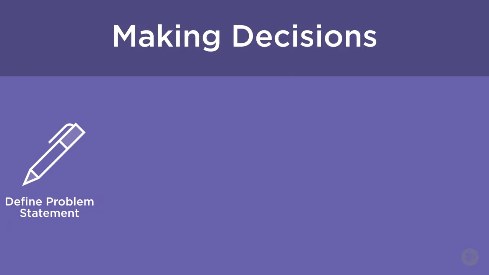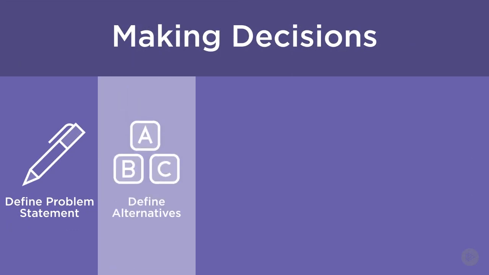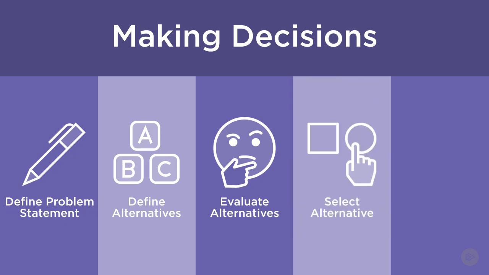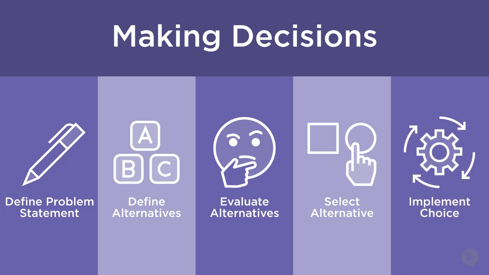By first defining this problem statement and then defining our alternatives, we can then evaluate these alternatives using this criteria available to us, select the alternative that best matches up with our organization's needs, and then begin the process of implementing that choice. Of course, making a decision like this is really the hardest part, and weighted ranking is one technique that we can rely on in order to help us in this regard.